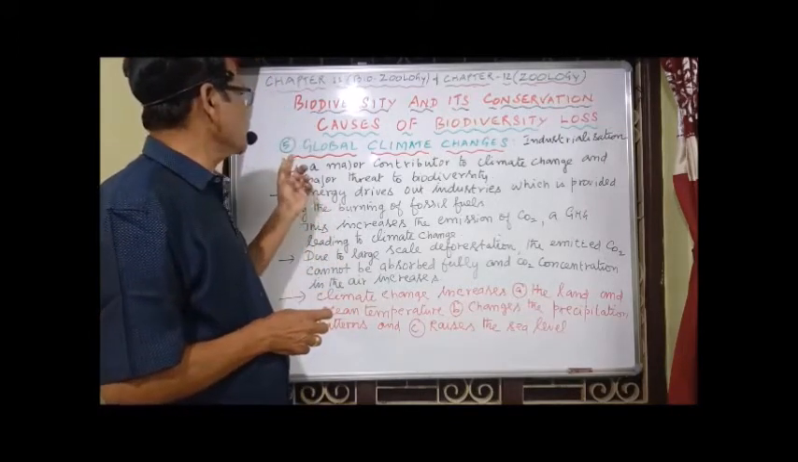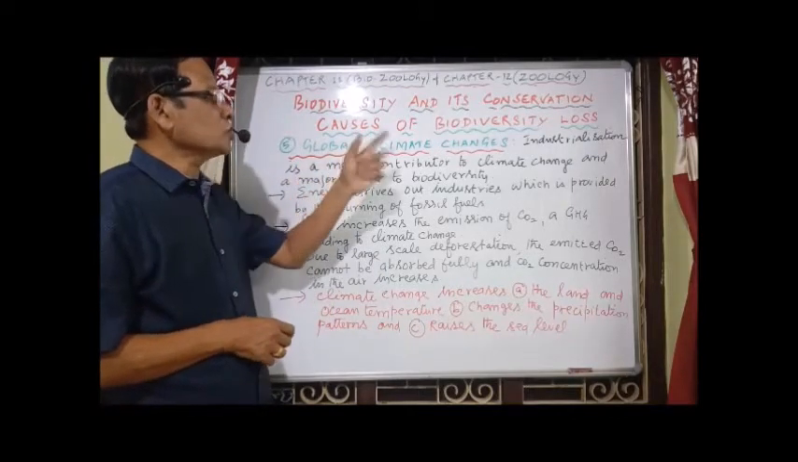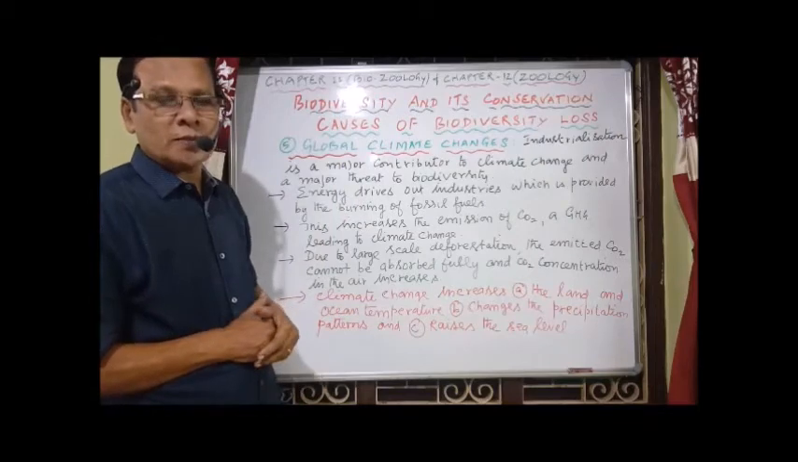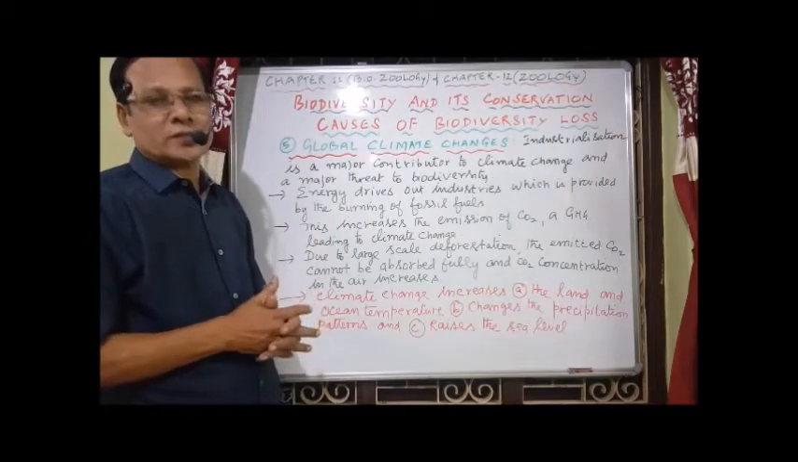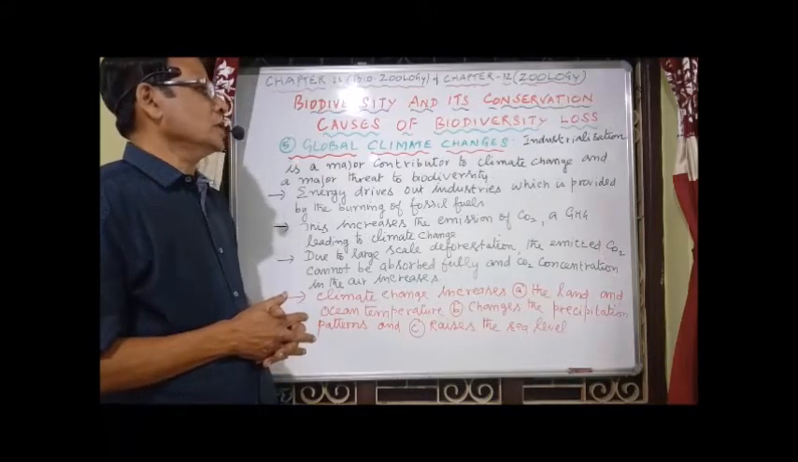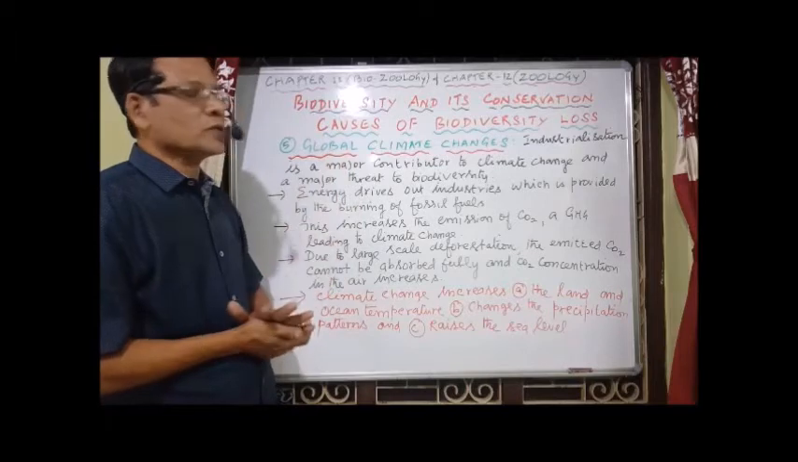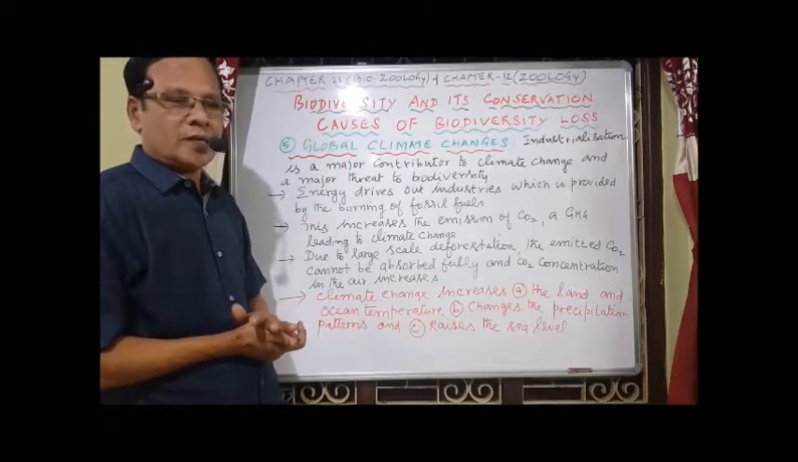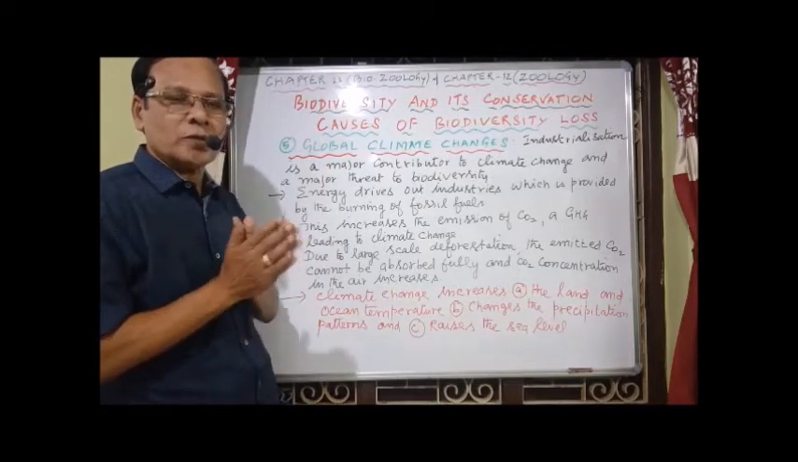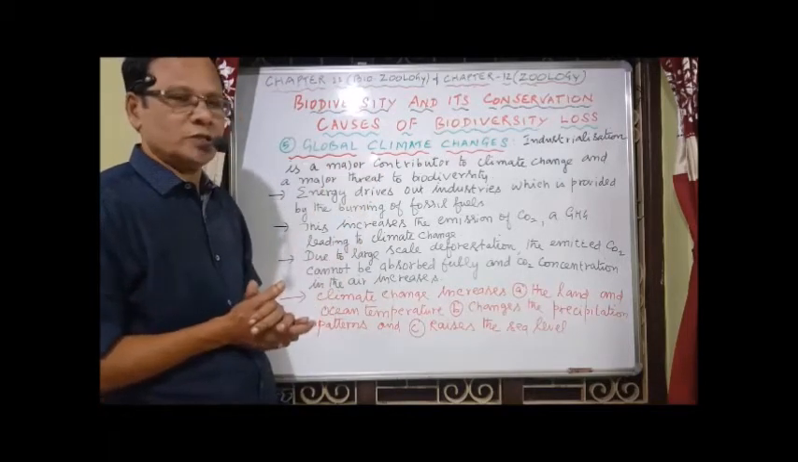Today, we have to go for the next one, the fifth one, global climate changes. Global climate change is one of the factors responsible for biodiversity loss. You know, industrialization is a major contributor to climate change and is considered a threat to biodiversity.